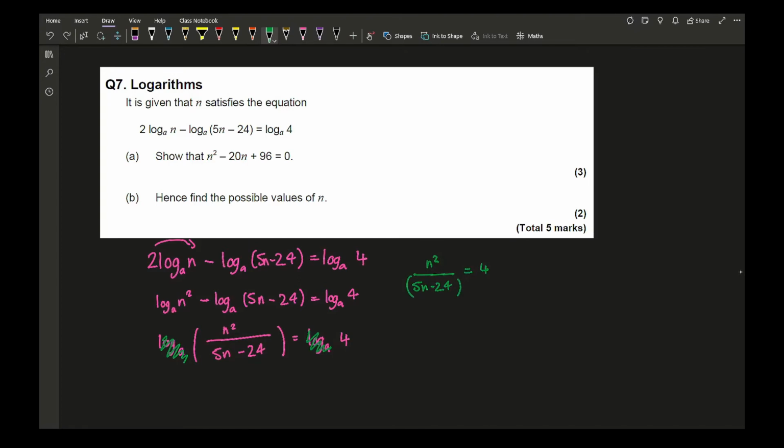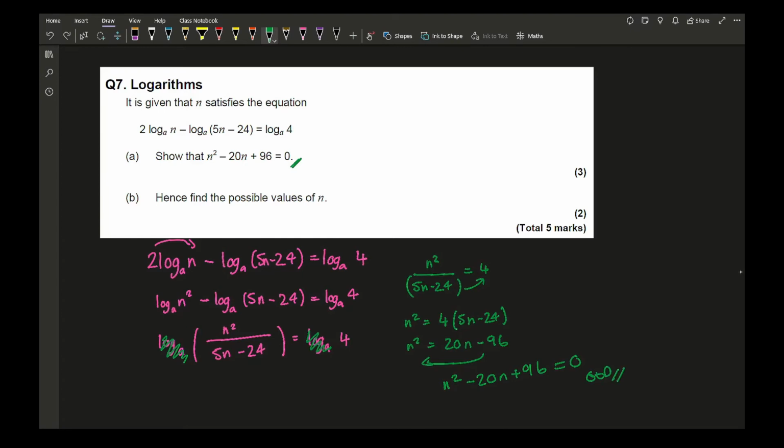Now if I take this denominator over to the other side, I get n squared equals 4 times (5n minus 24). Expand the bracket: 20n minus 96. And then if I take all of this over to the side to make it equal to 0, which is basically what they want me to do here, n squared minus 20n plus 96 equals 0. Actually going to prove what they wanted me to.